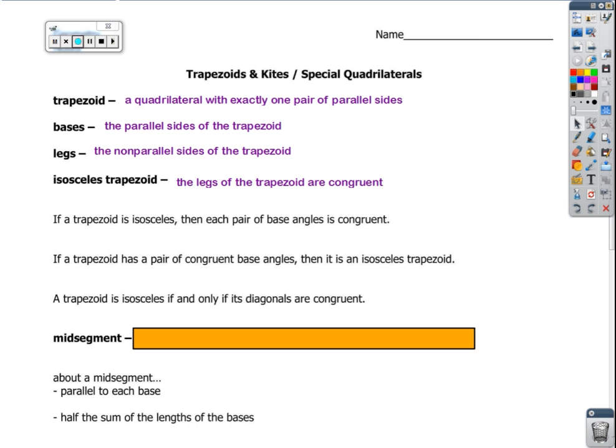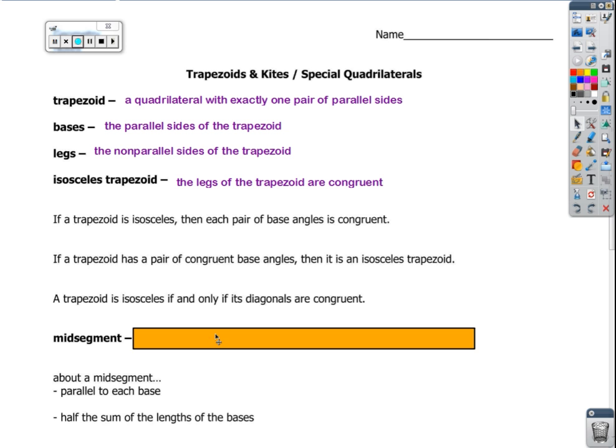Looks kind of like an isosceles triangle with the top cut off. If we have an isosceles trapezoid, then we know that the base angles are congruent. Both pairs. We have a top and bottom pair of base angles that are congruent. If the base angles are congruent, then we know it's an isosceles trapezoid. And we also know it's an isosceles trapezoid if the diagonals are congruent.